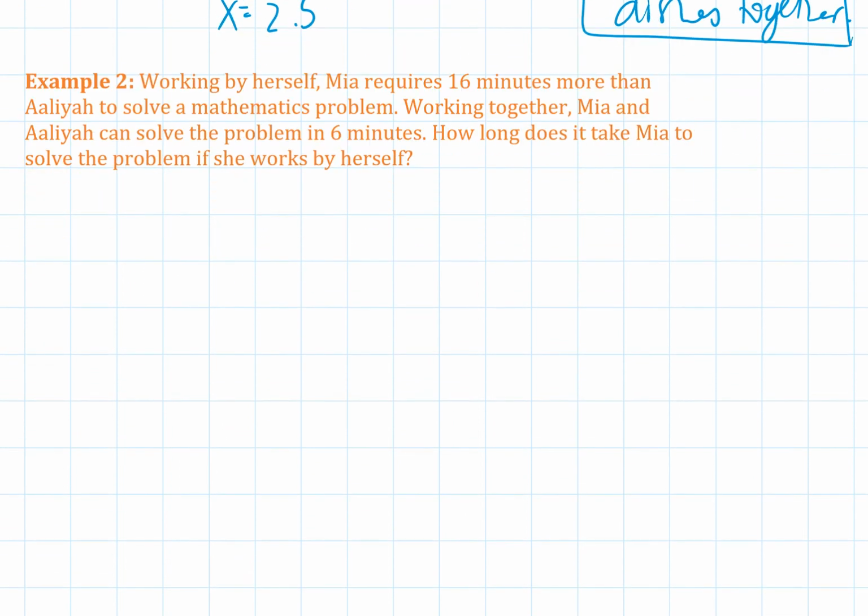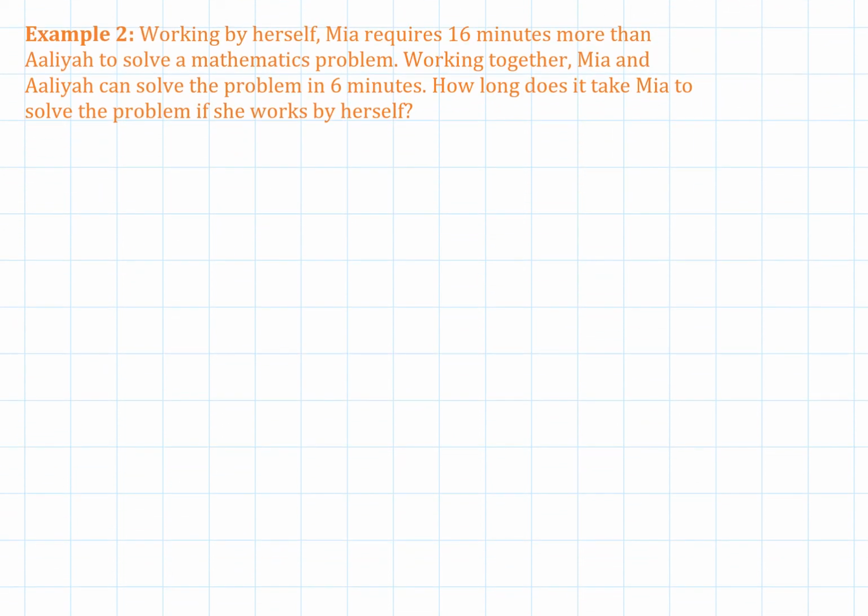Okay, one more example today. Working by herself, Mia requires 16 minutes more than Aaliyah to solve a mathematics problem. Working together, they require 6 minutes. How long does it take Mia to do it by herself? This is the thing we don't know, the amount of time it takes Mia to solve if she works by herself. So let's call this x.